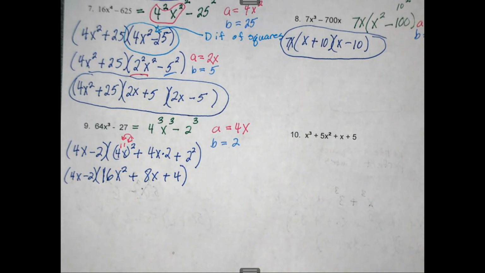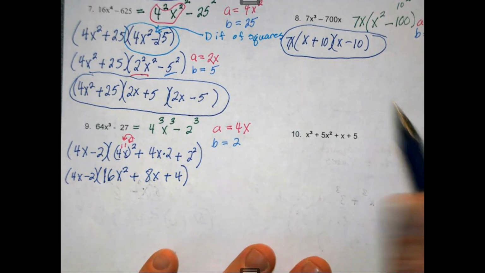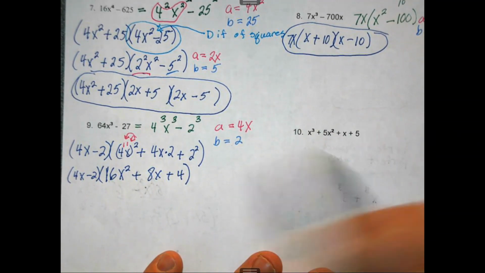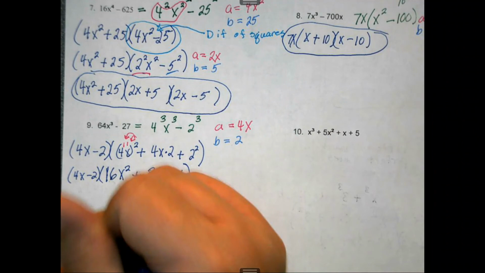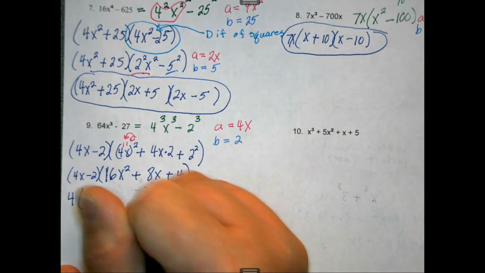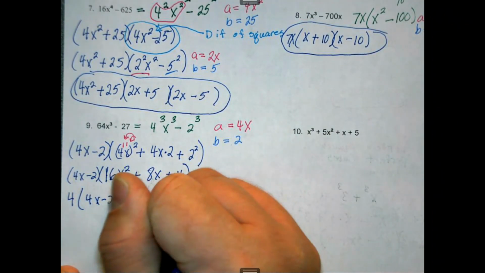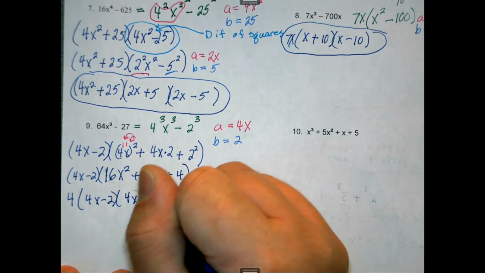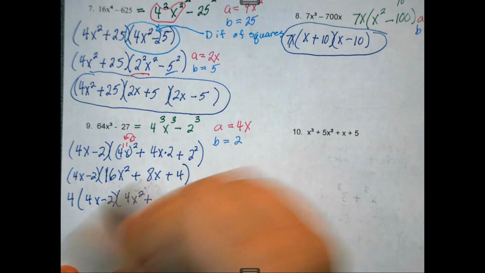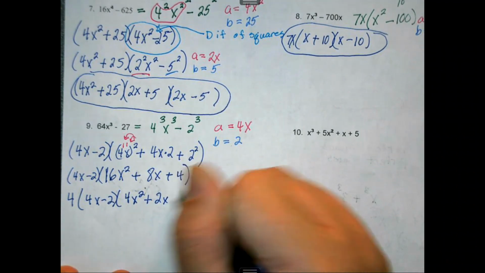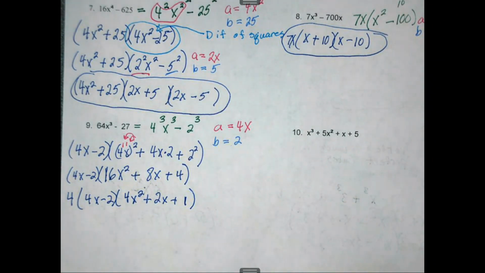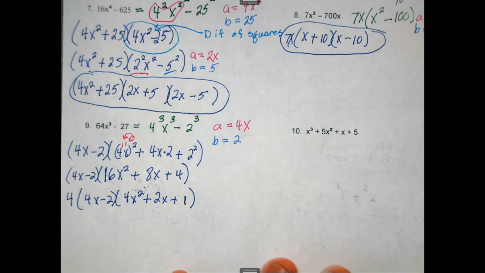I could have taken out a common factor, couldn't I? Most likely, yeah. I could take out a 4 here. I'll do it. So I'm going to take out my 4. 16 divided by 4 is 4x squared. 8 divided by 4 is 2x. And then 4 divided by 4 is 1. Is that really necessary to take out the 4? I'm not going to count it wrong.